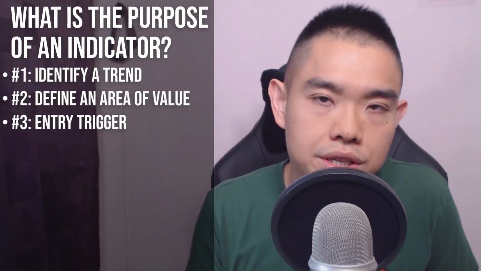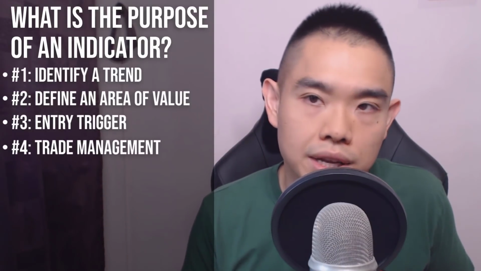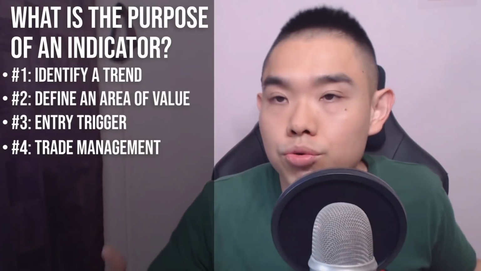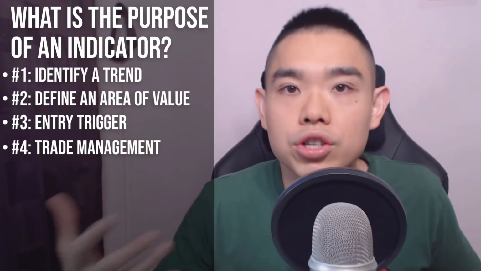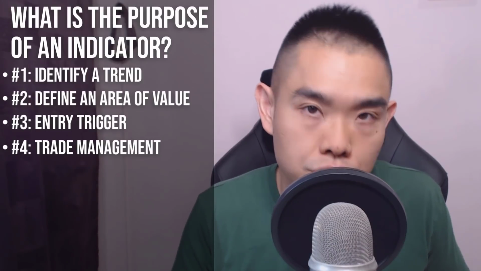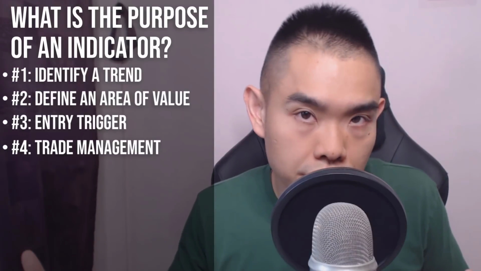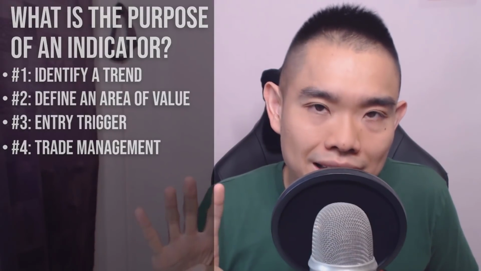And the fourth category is trade management. This is where indicators can shine. You can use indicators like the parabolic SAR to trail your stop loss. You can use the Donchian channel to trail your stop loss. You can use the average true range indicator to help you set your initial stop loss. This is how you can use indicators to manage your trades. So these are the four main categories that indicators can help you with in your trading.